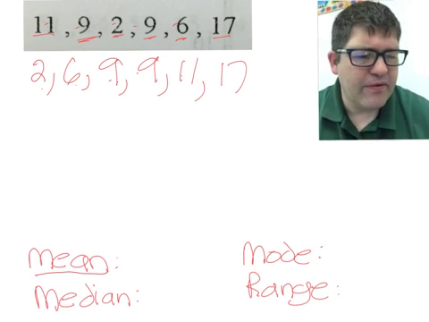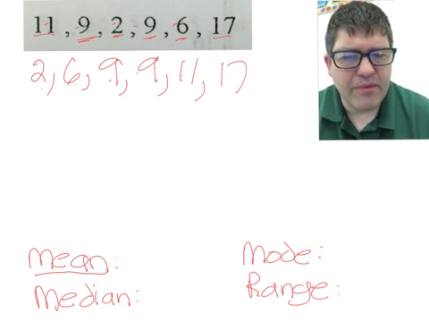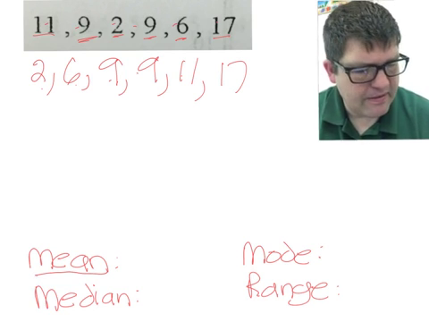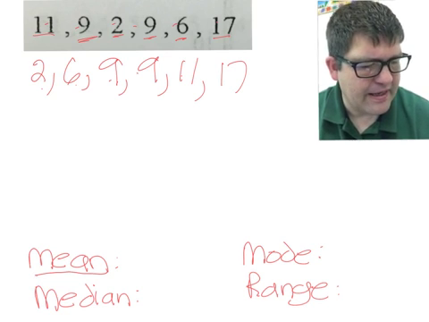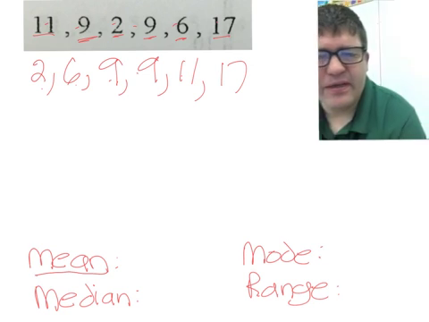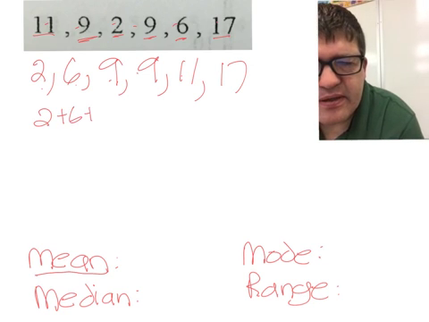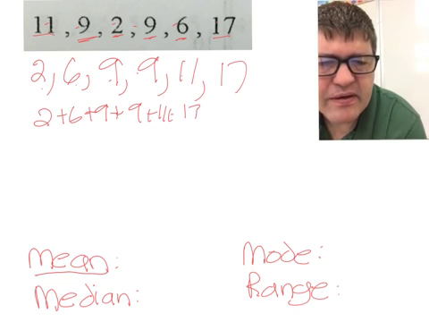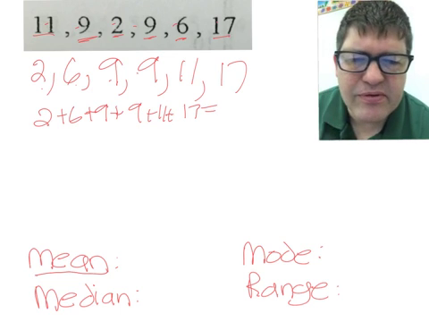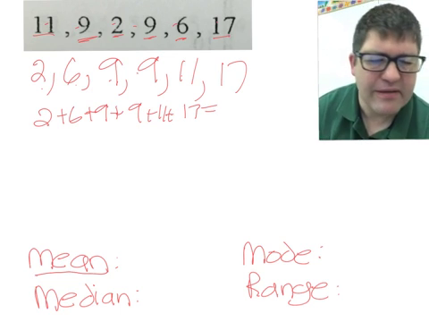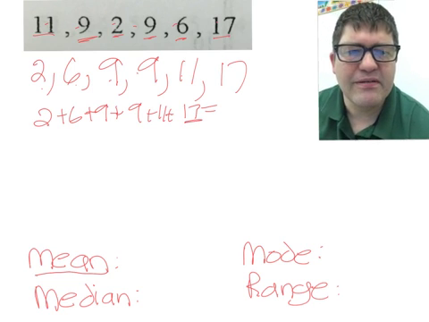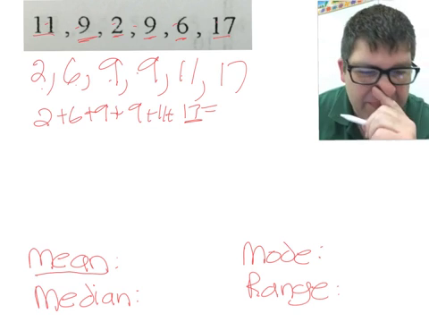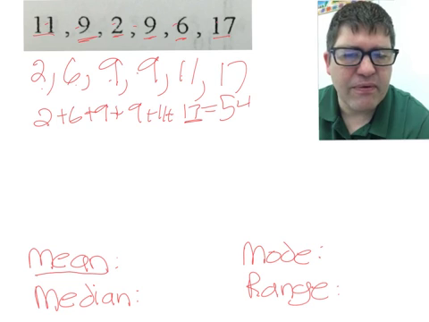Now the mean, the way you find the mean, you get your calculator out and you add them all up. So 2 plus 6 plus 9 plus 9 plus 11 plus 17 equals, okay? And then do the equals. Do not just automatically do divided by something else, because on the calculator it will only divide it by this last one. The calculator does order of operations. It does the division before it does all the adding. Okay, so when you add all these, you get 54.